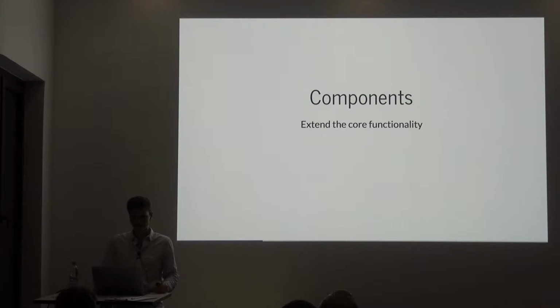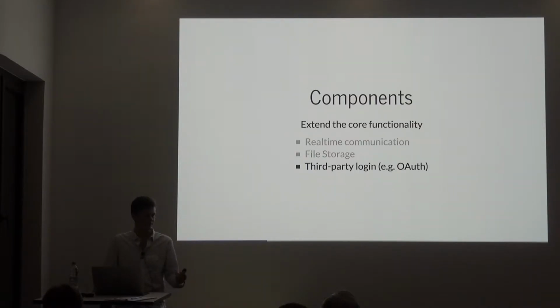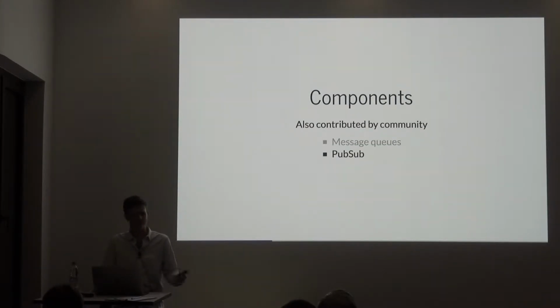Another aspect is that you can create components to extend the core functionality, like real-time communication sockets, file storage in S3, for example, or also third-party login with OAuth or comparable protocols. A lot of these components are also provided by the community, like support for message queues, publish-subscribe mechanisms, or also visualizations for your models in your application.